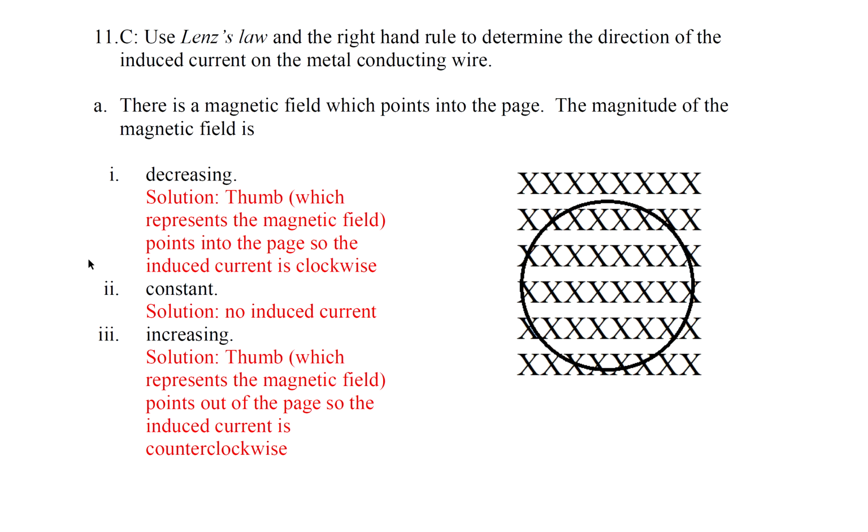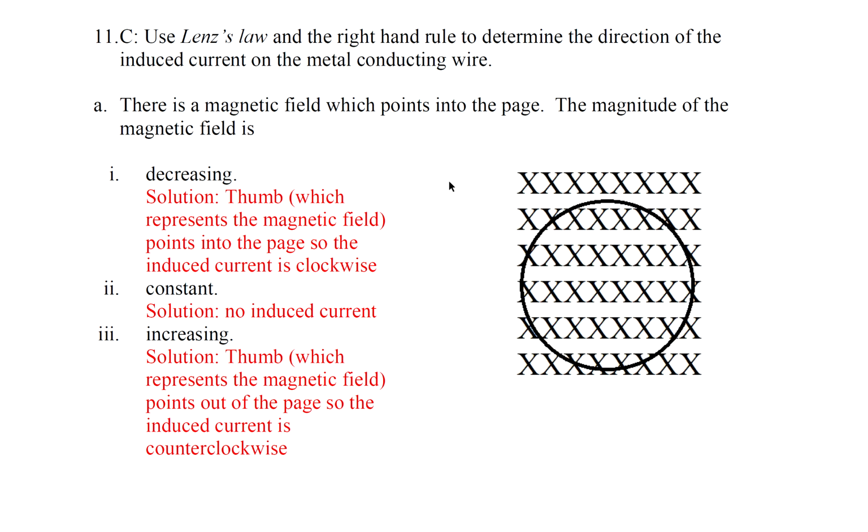Question 11. Use Lenz's law and the right-hand rule to determine the direction of the induced current on the metal conducting wire. So this is very important. There's only a finite number of examples for Lenz's law, so I gave you all the examples that you will encounter, hopefully.